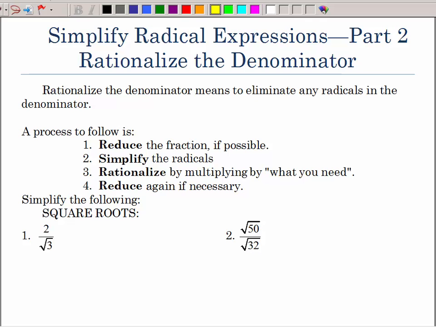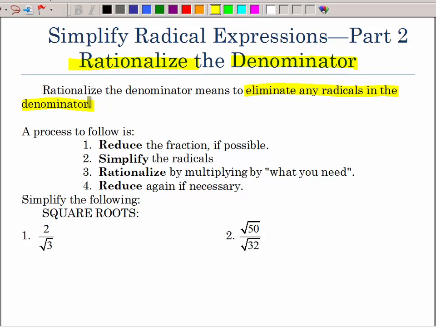In this video, we're going to be faced with lots of fractions that have radicals in the denominator, and we're going to learn how to rationalize the denominator. What does that mean? It means to eliminate any radicals in the denominator. It's a proper way of writing fractions that have radicals.